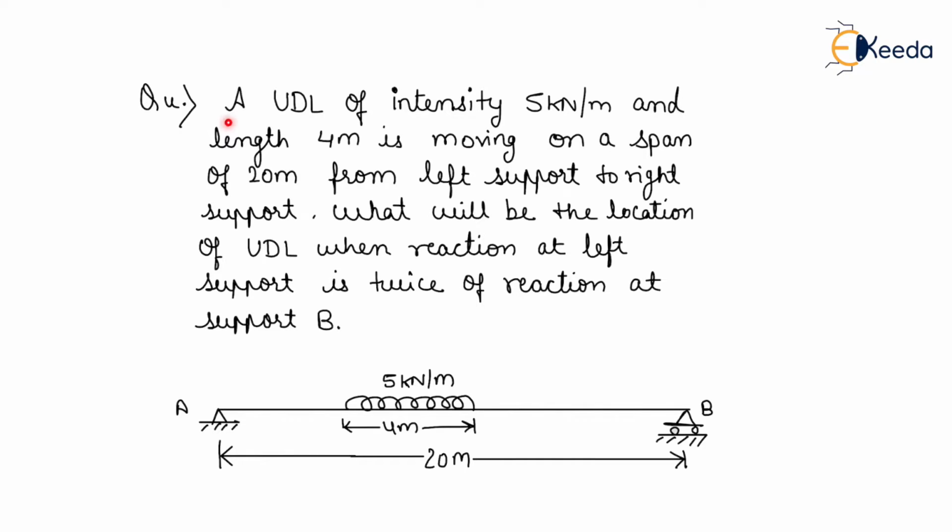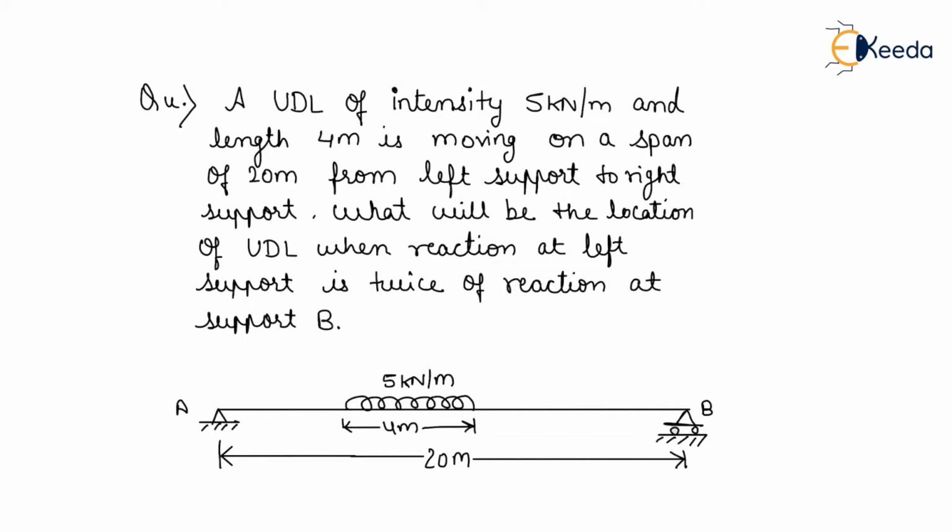The question is written as: a UDL of intensity 5 kN per meter and length 4 meter is moving on a span of 20 meter. The UDL length is given as 4 meter and its magnitude is given as 5 kN per meter, and the total span length is given as 20 meter.